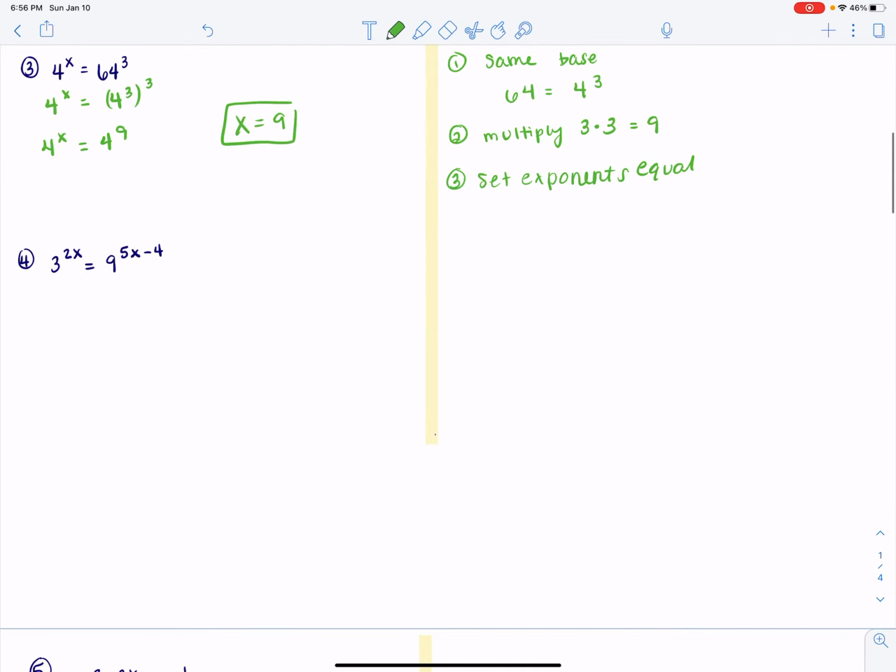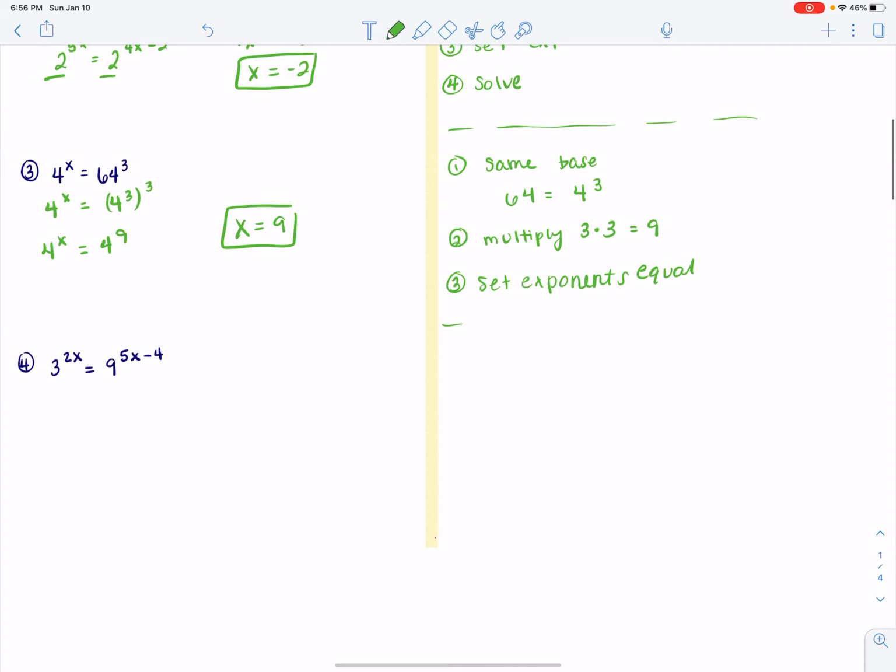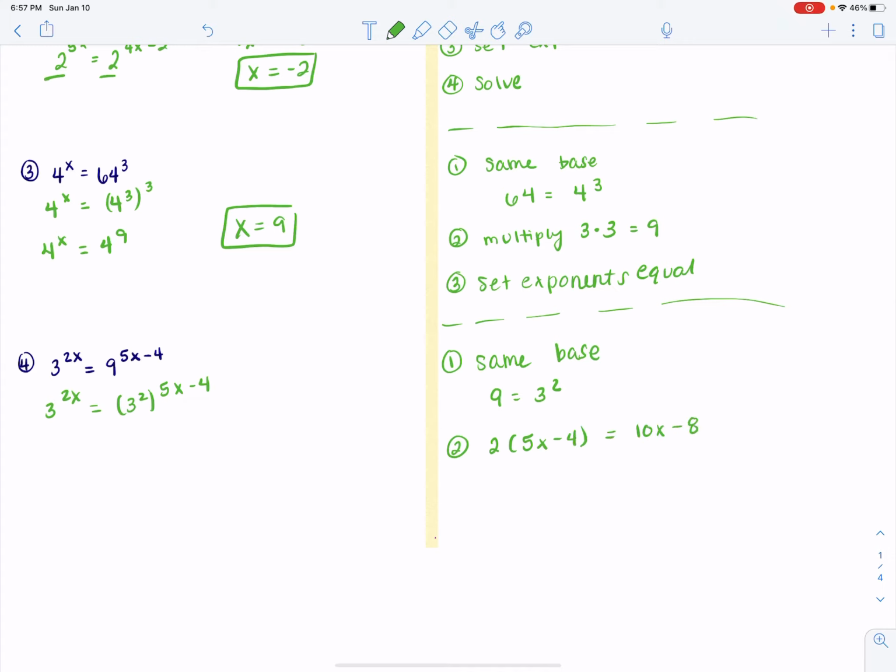All right, example 4. So first I need the same base. So right now I have a base of 3 and a base of 9. So I need the same base, and I know that I can change 9 into 3 squared. So I have 3 to the 2x equals 9 became 3 squared, and still raised to the 5x minus 4. Now I need to simplify the exponent, so I'm going to multiply 2 times 5x minus 4. That's 10x minus 8. So I have 3 to the 2x power equals 3 to the 10x minus 8 power.